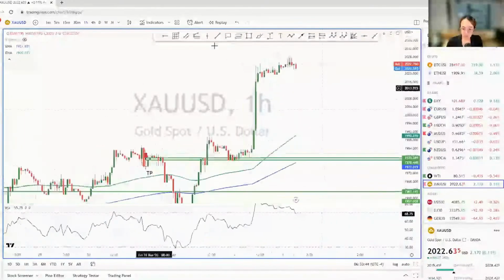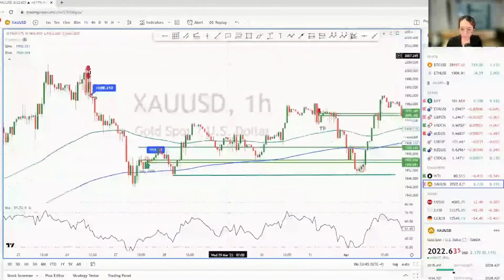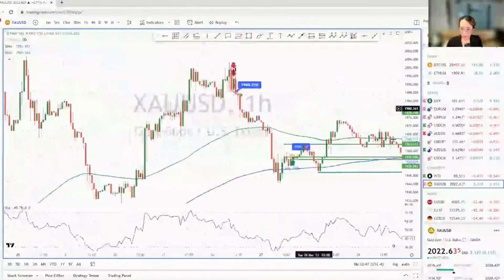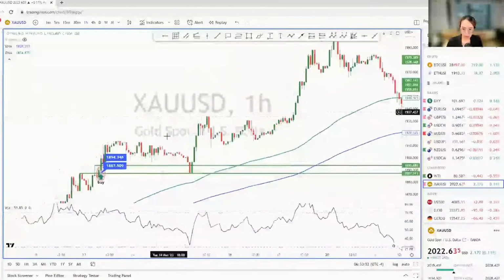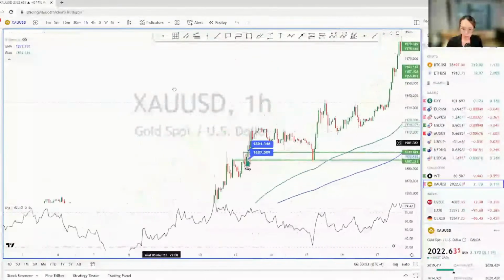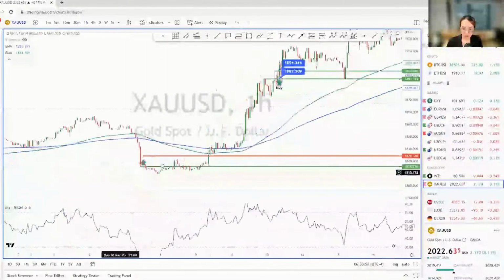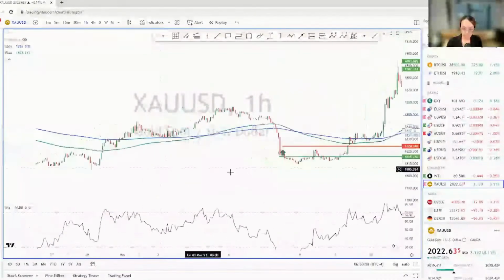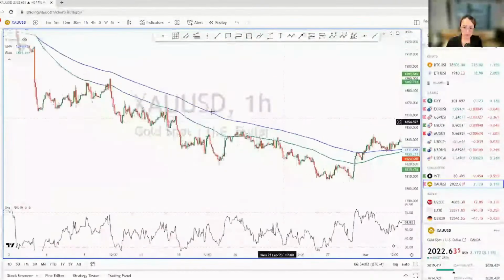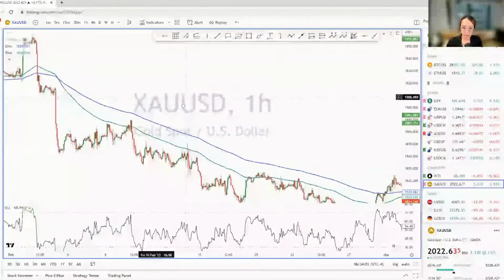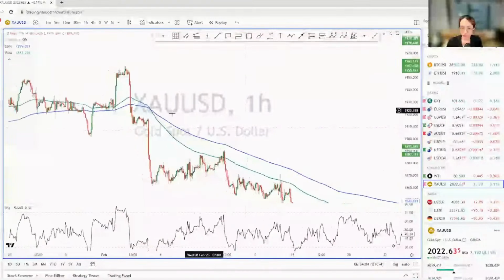Okay, let me show you one more. This one I showed you already. This one we lost this trade. How many have I shown you already? But never mind. Okay, for example, this one.